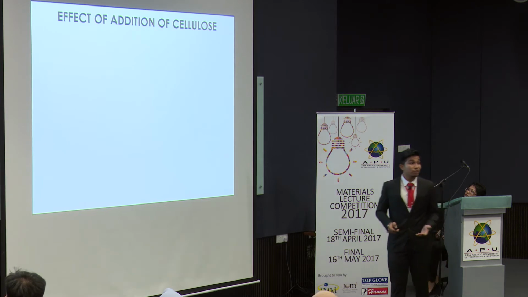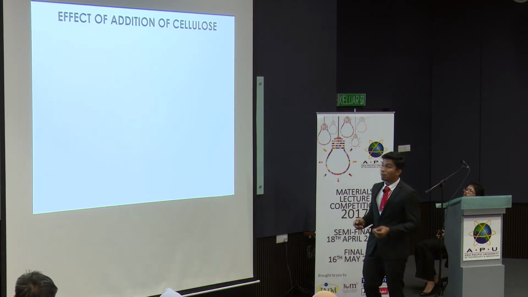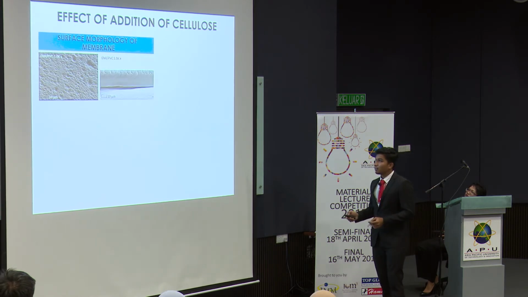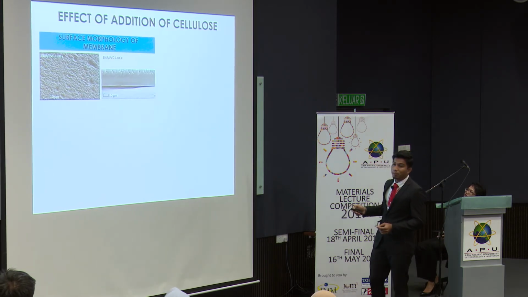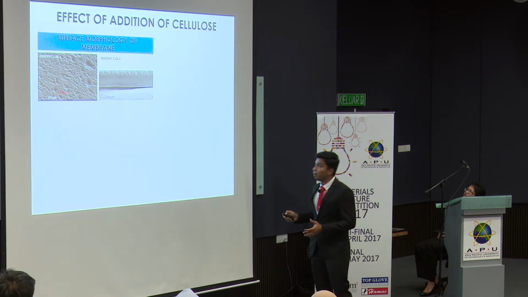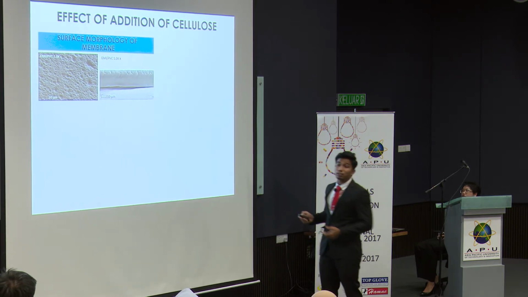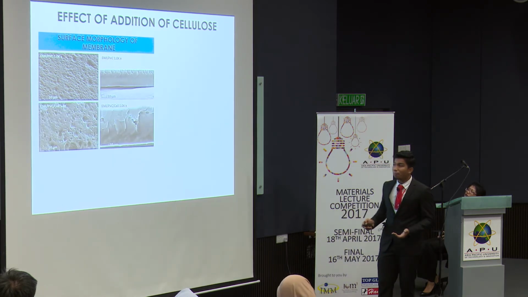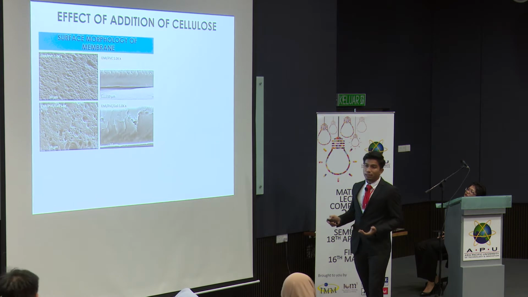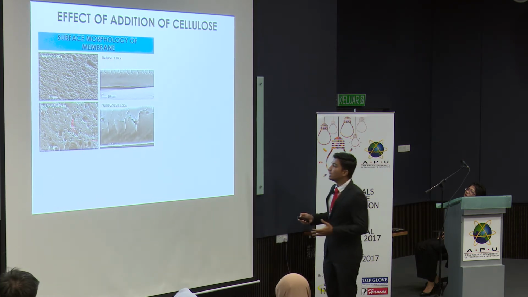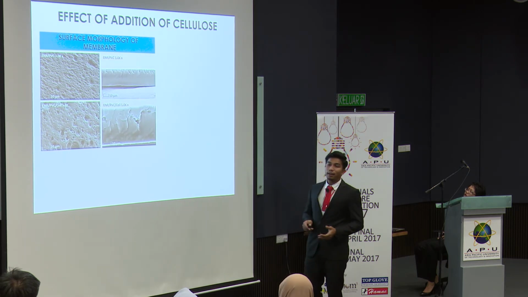Now we go to the effects of the addition of cellulose to my membrane. First we go to the surface morphology. This is the ENR PVC membrane without the addition of cellulose. We can barely see any pores being formed either on the surface or on the cross-sectional area of the membrane. Now look, after I introduce cellulose inside my membrane, you can see that the percentage of pores is increasing, while the size of pores is increasing either on the surface or on the cross-sectional area.